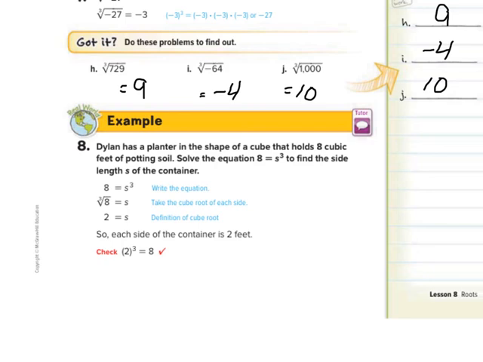Dylan has a planter in the shape of a cube that holds 8 cubic feet of potting soil. Solve the equation 8 equals s to the third to find the side length s of the container. Well, notice how they took the cube root of both sides here. The cube root of 8 is 2, so each side of the container was 2 feet.